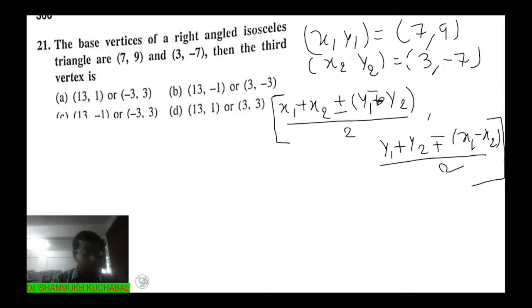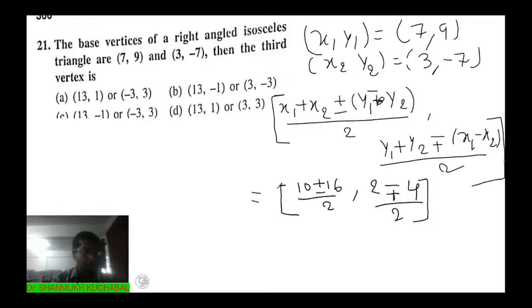Okay, if you substitute x1, x2, y1, y2 in the formula, we get the solution as 10 plus or minus 16 divided by 2, and 2 minus or plus 4 divided by 2. Taking the plus sign and minus sign in the first attempt, we get 13 comma minus 4. One more, we get minus 3 comma plus 3.